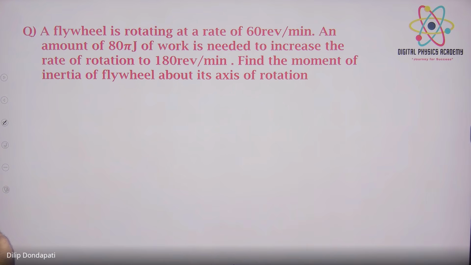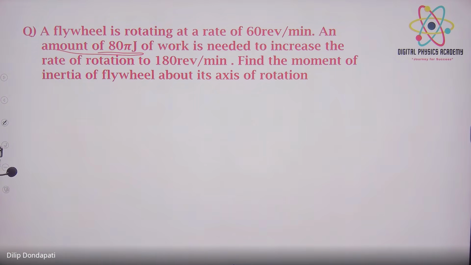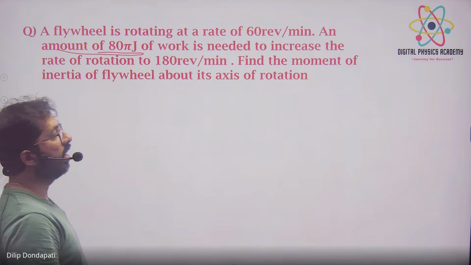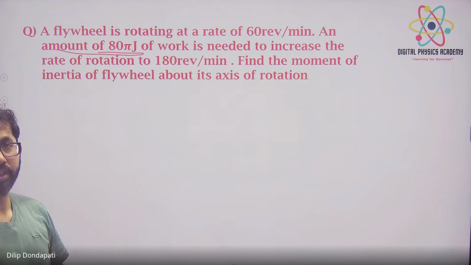A flywheel is rotating at a rate of this much revolutions per minute. This much work, 80 pi joules, is needed to increase the rate of rotation to 180 revolutions per minute. Find the moment of inertia of the wheel about the axis of rotation. I is to be found. What is this revolutions per minute? उसको seconds में convert किया तो what is it called? Revolutions per second we call as frequency. From that omega we can find, right? 2 pi f बोल के लगाओ. Solve करो. I'll give options.